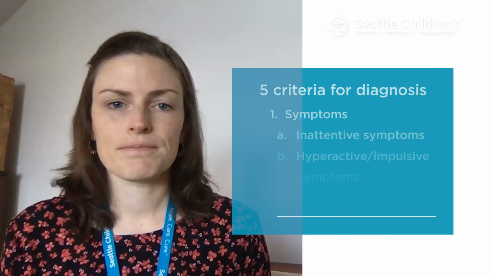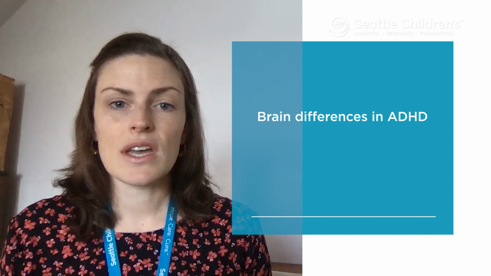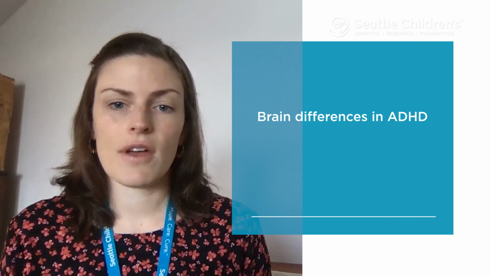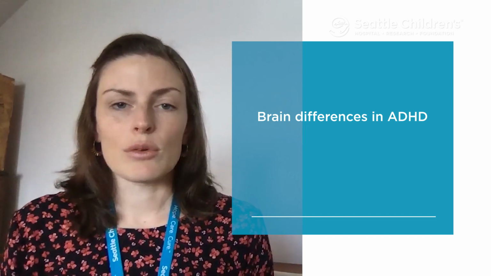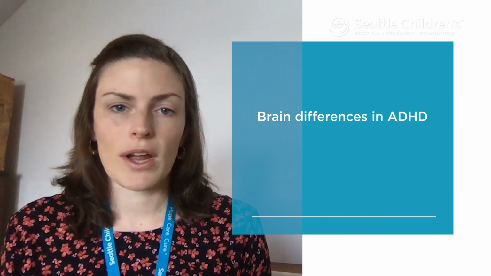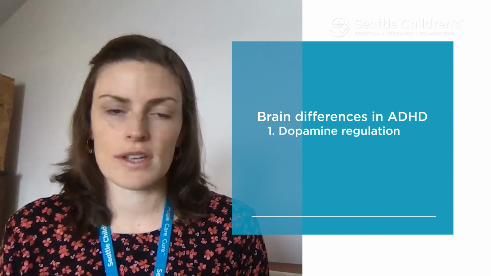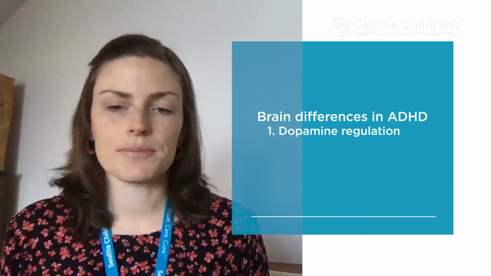So going back to the neuro part of the neurodevelopmental disorder, we do know that individuals with ADHD have differences in the brain that we can see in terms of imaging studies, so functional fMRI studies. We see that there are differences in how two different chemicals are processed in the brain, and those are norepinephrine and dopamine. These are neurotransmitters that help neurons in the brain send messages between each other.